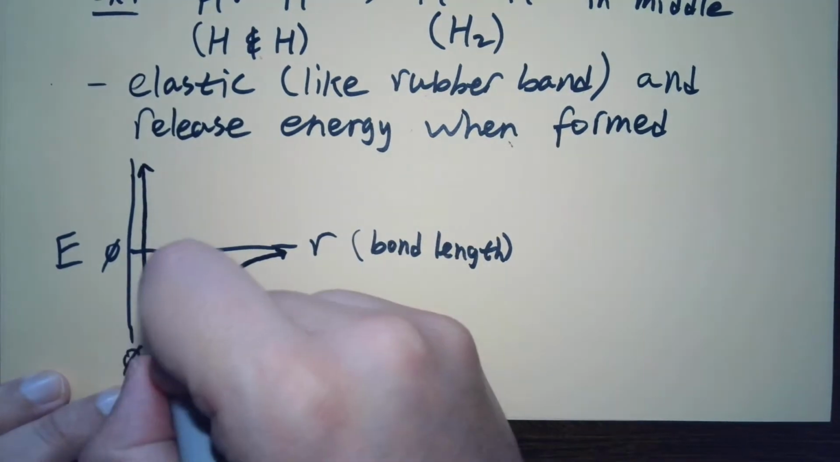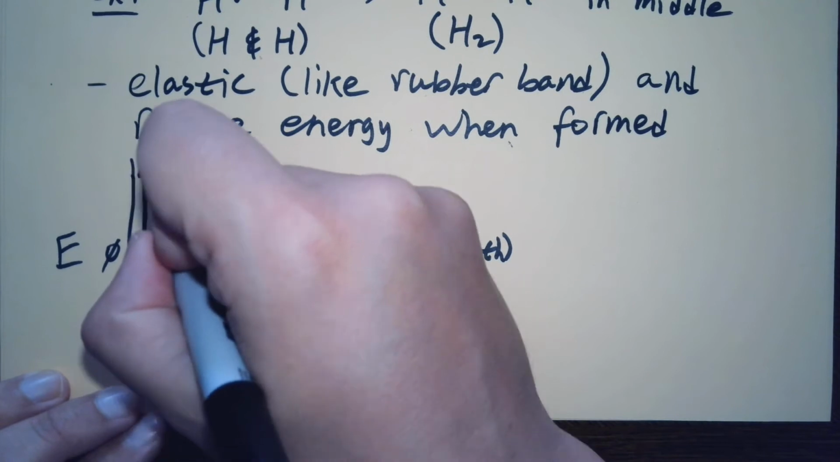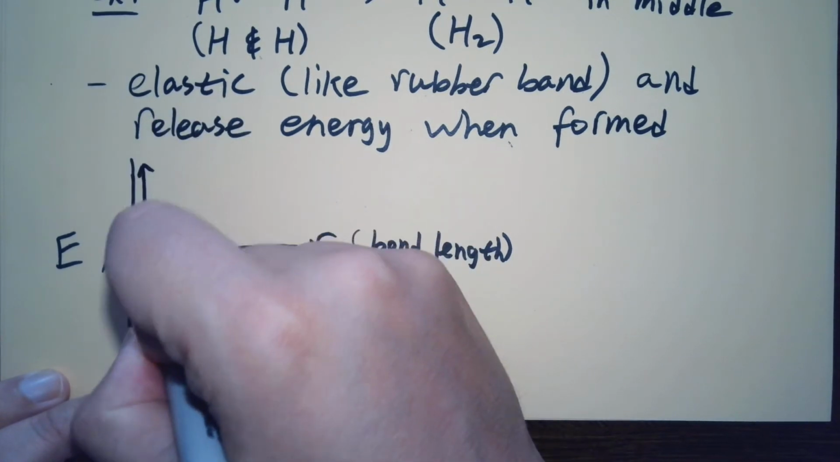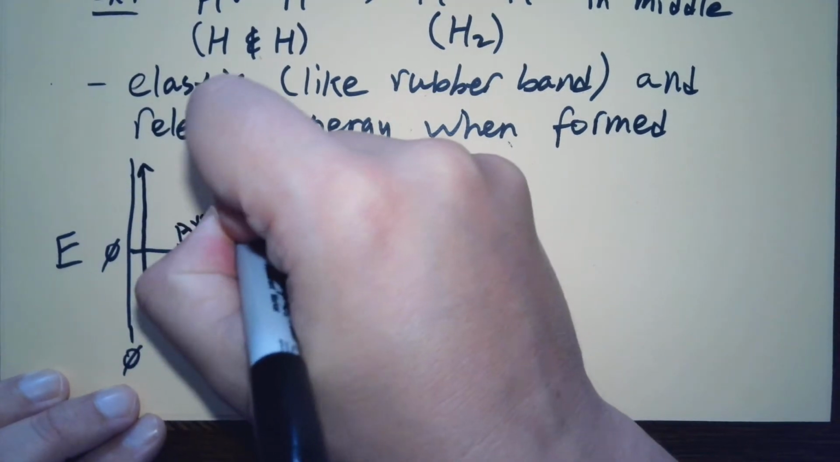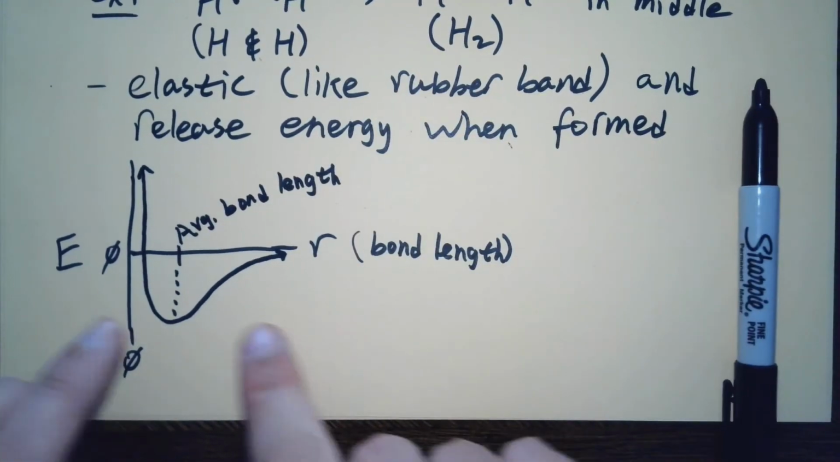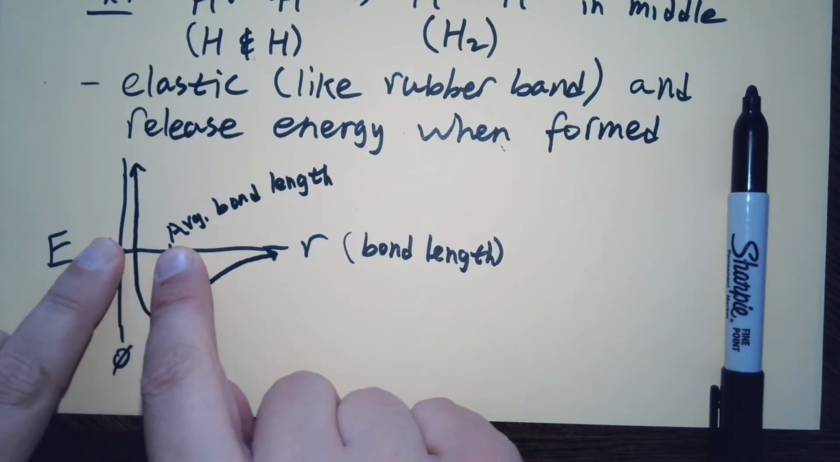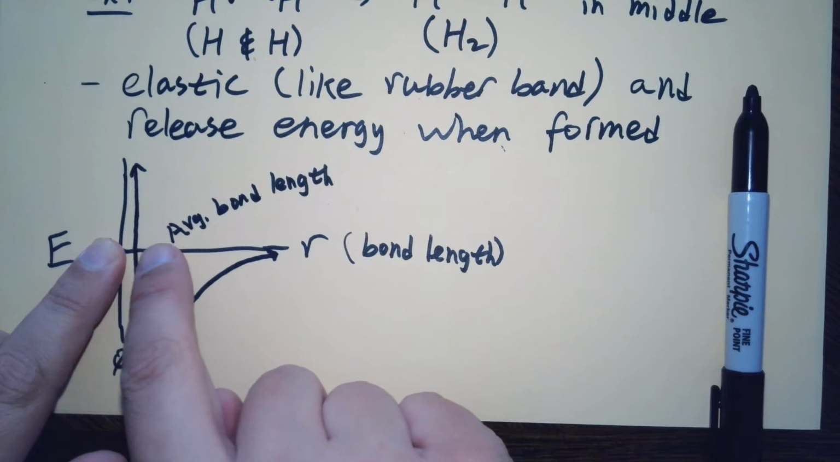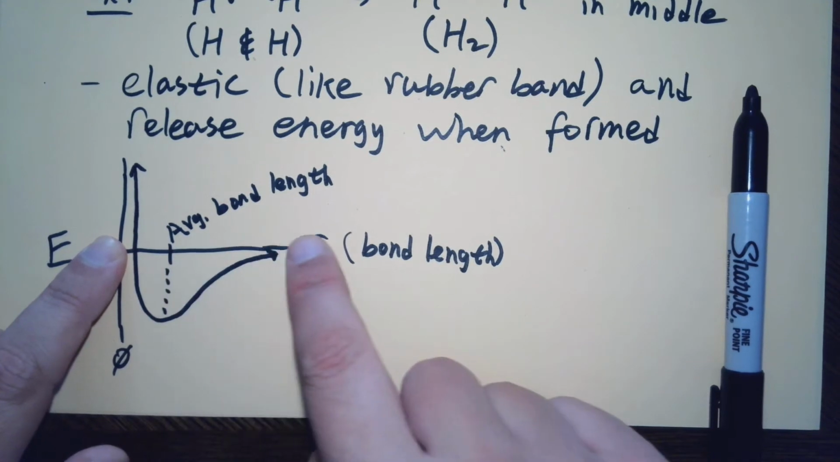Alright, and then at this lowest energy level here, lowest spot in the well, we get the average bond length. Because again, they're moving, and so there's a distance that's very stable, and it might move in a little bit, but then it's going to push out, and then it's going to get pulled back, and so you get this rubber banding effect.